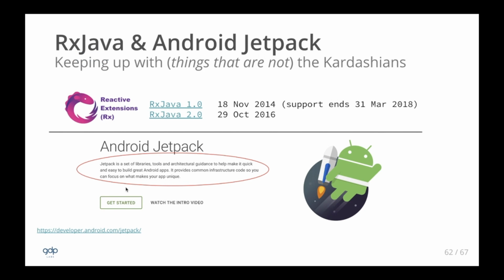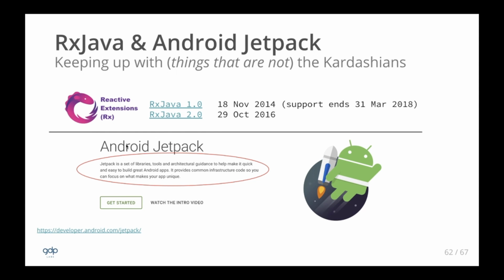First, we used RxJava 1.0 on our first and second iteration for KASKUS Chat Android. And on October 29th, 2016, RxJava 2.0 was released, and the community decided that they will only support 1.0 until March 31st, 2018. So in December 2017, we decided to upgrade our RxJava library to 2.0.